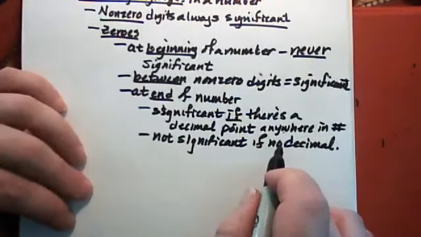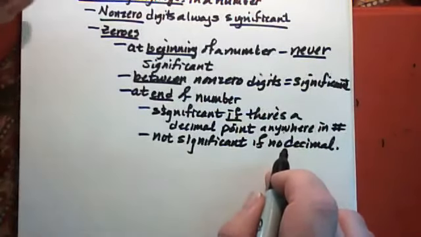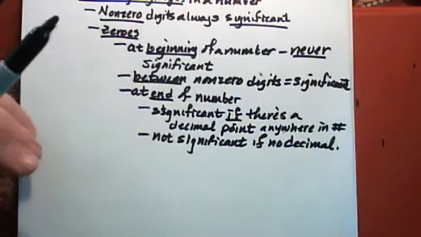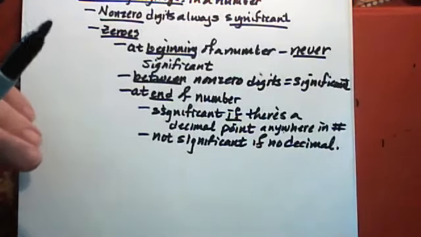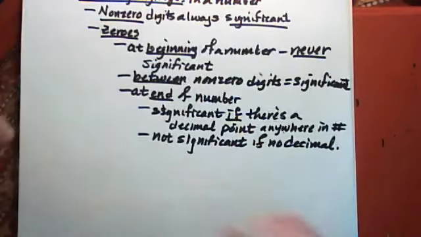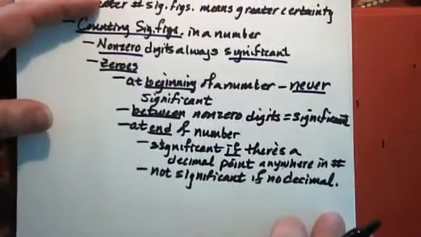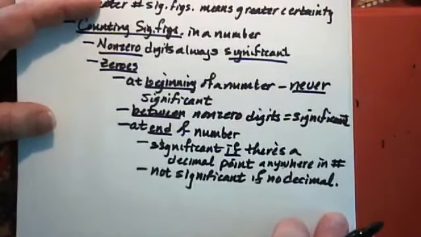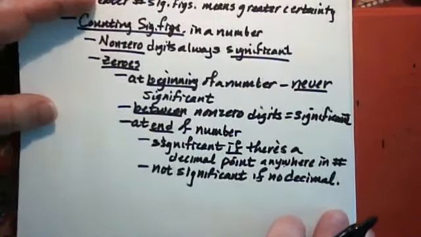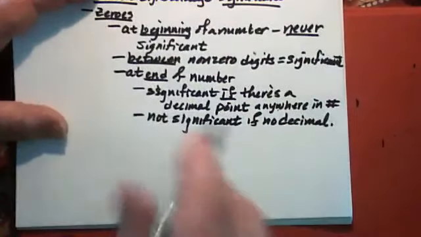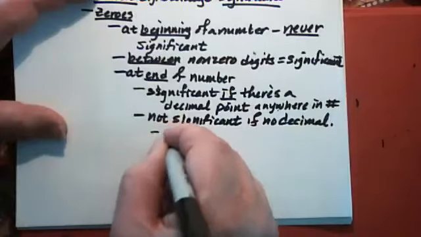Okay, so that decimal point could be anywhere. But if there's no decimal point, then it's kind of ambiguous as to whether the zeros at the end of the number are significant or not, but we generally try to play it safe by assuming that they're not. We go generally with the smallest number of significant figures possible. And that situation can be avoided with scientific notation.